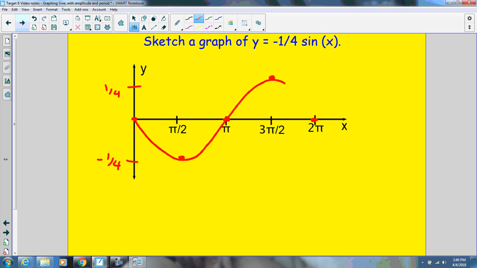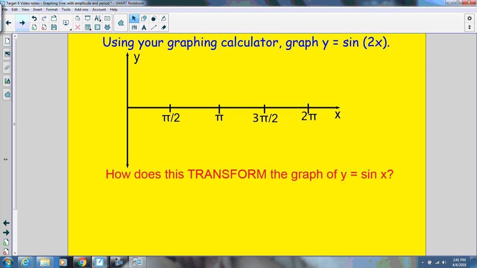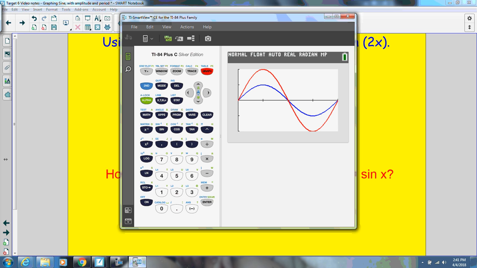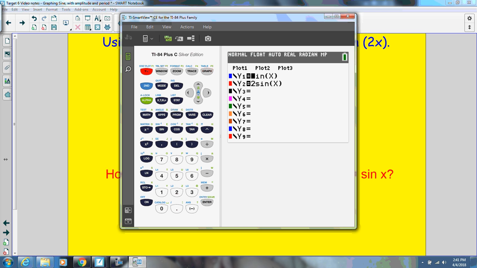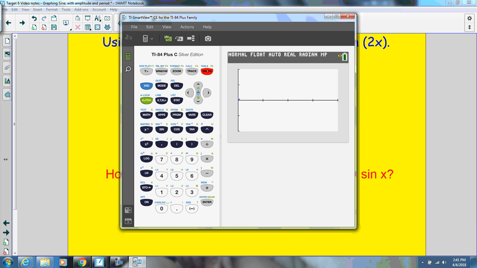So something like that. So again, the negative reflects it over the x-axis. The 1/4 gives me the amplitude, so that's just telling me my minimum and maximum y values. Okay, so now we're going to make the 2 go inside the parentheses and kind of look at, well, how does that transform the graph? So if I go back to my calculator and I change this to be y equals sine of 2x. Okay, so the blue one's the parent graph.